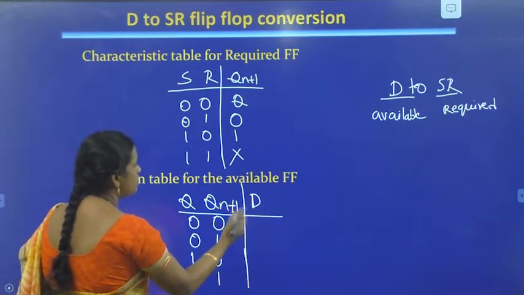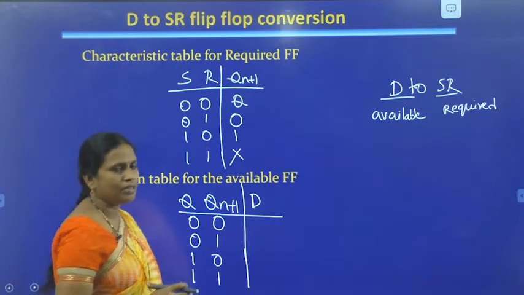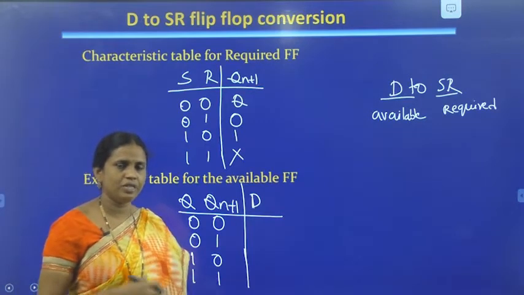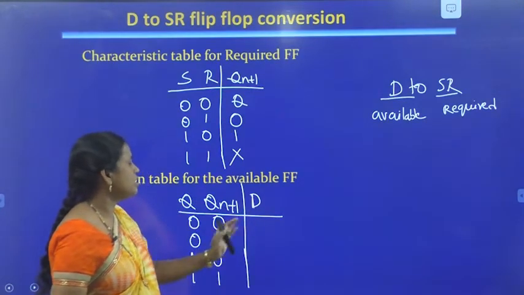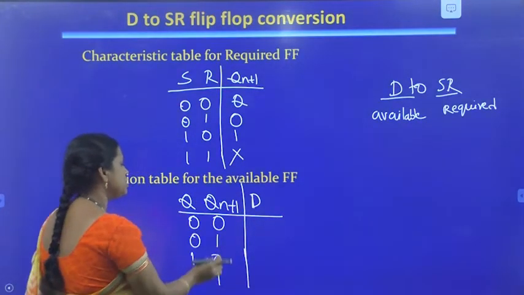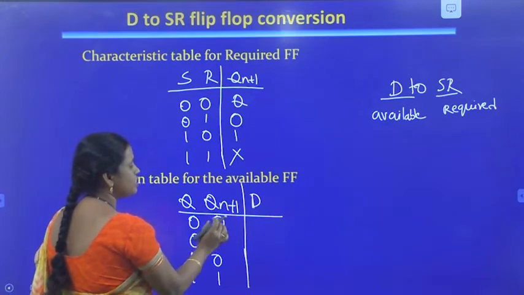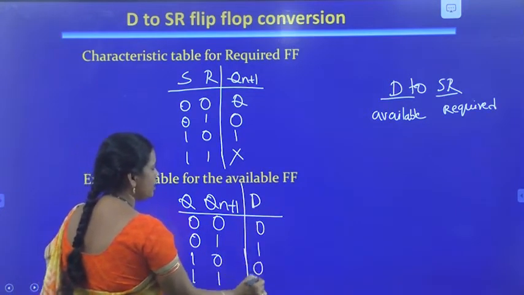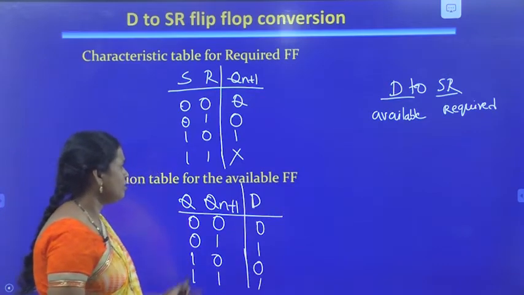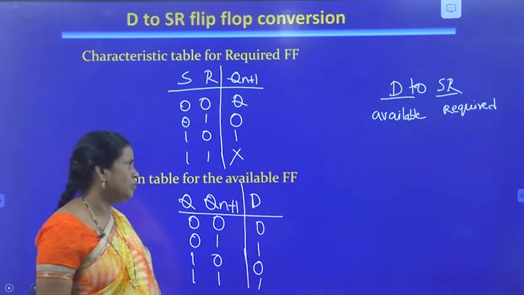We can remember D: whatever we have for D, that is going to be the next state. So from the next state you can write the excitation table values. Whatever the values of the next state, we are going to write the same for D. That is 0 and then 1, 0 and then 1. So this is the excitation table for the available flip-flop.